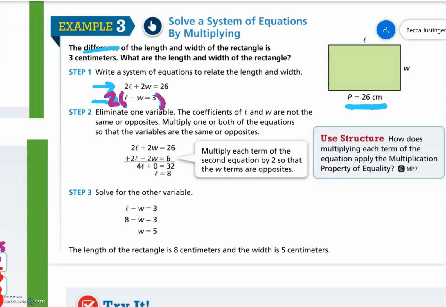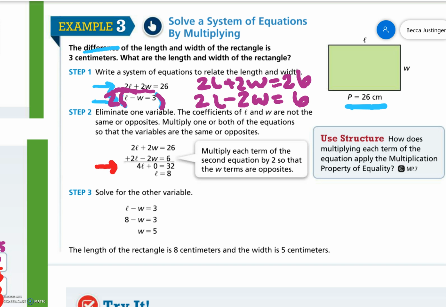So once you multiply, I want you to rewrite it. The first one, nothing happened to. 2L plus 2W equals 26. And now remember, when we multiply, we distribute to everything. So 2 times L is 2L. 2 times negative W is negative 2W. And 2 times 3 is 6. Now we can add downward. And they show us that right here. That's what we just rewrote. 2L plus 2L is 4L. 2W minus 2W cancels out. 26 plus 6 equals 32.